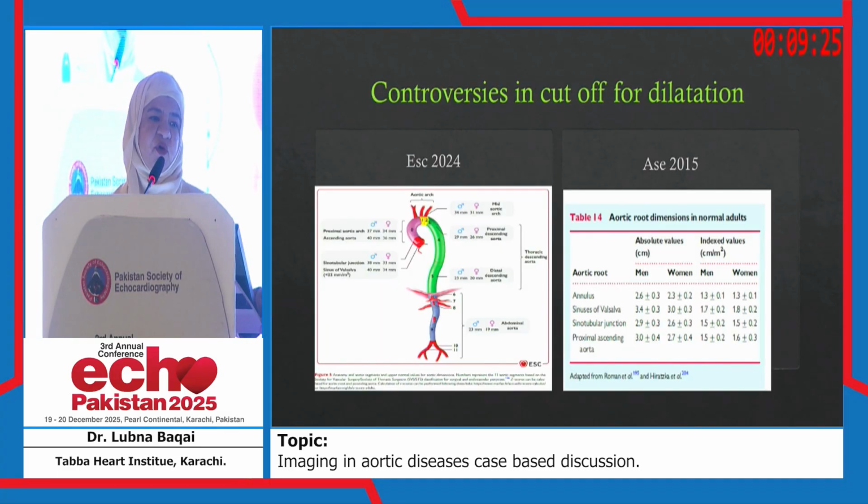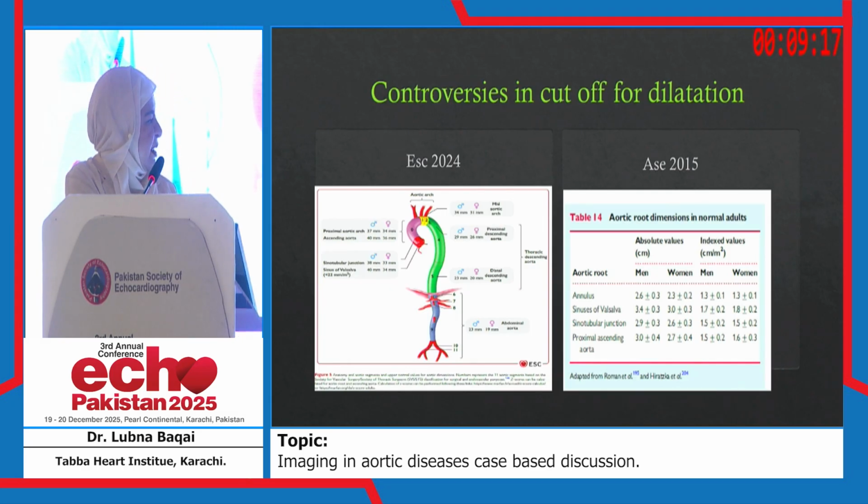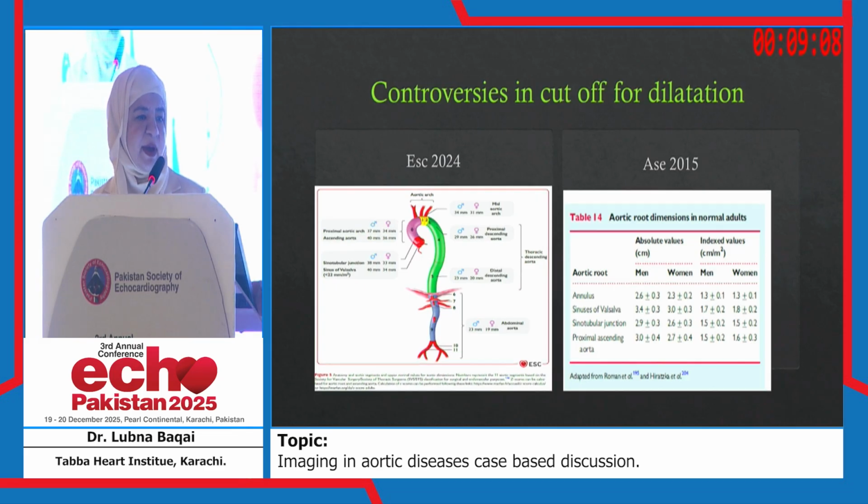Now comes the cutoff for the dilatation. There are controversies in the cutoffs in the ESC 2024. For the male, the ascending part of the aorta is the main part that we usually measure. In the male 40 millimeter and in the female 34 millimeter is recommended in the ESC to comment on the dilatation, whereas in the ASE guidelines, the chamber quantification 2015, it is 34 in the male and around 31 in the female. Why is there a controversy between the two?